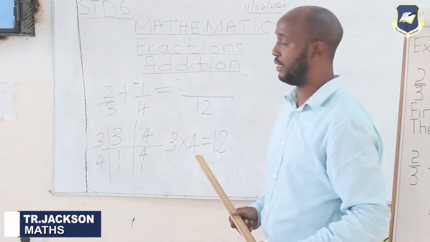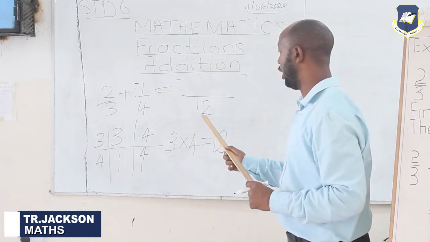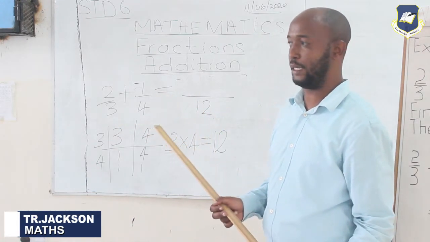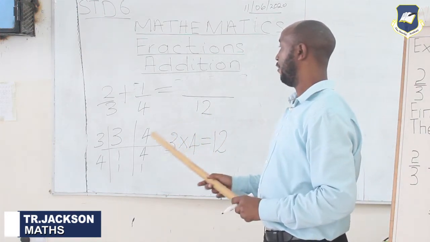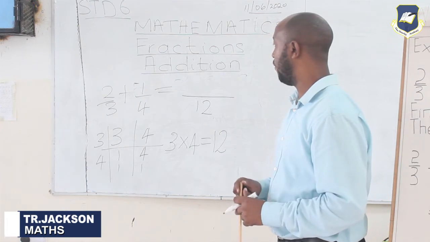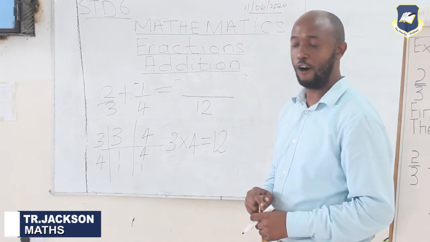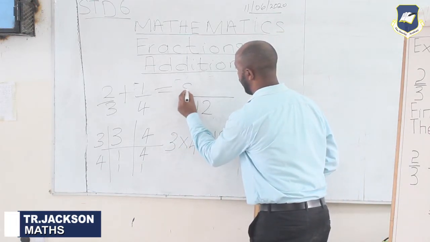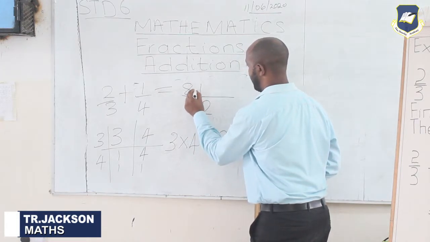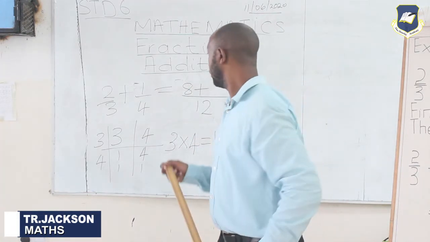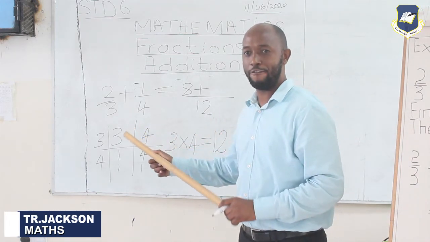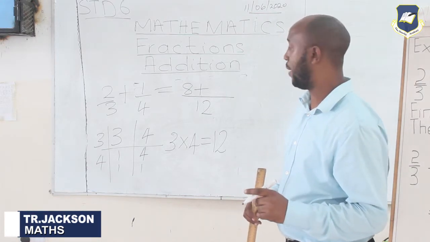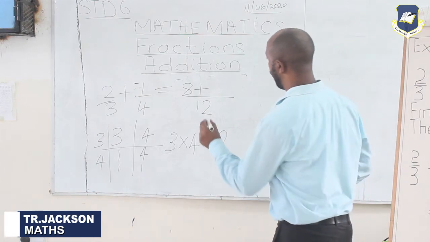As we've just done in our example 1, use the LCM to divide the denominators and multiply with the numerators. 12 divided by 3 is 4. 4 multiplied by 2 gives you 8. Write 8. Plus 12 divided by 4 gives you 3. 3 multiplied by 1, you get 3.